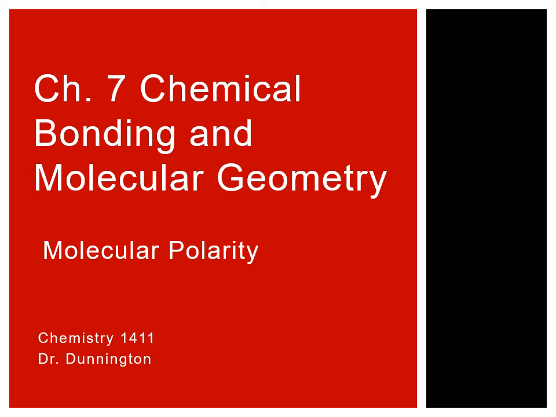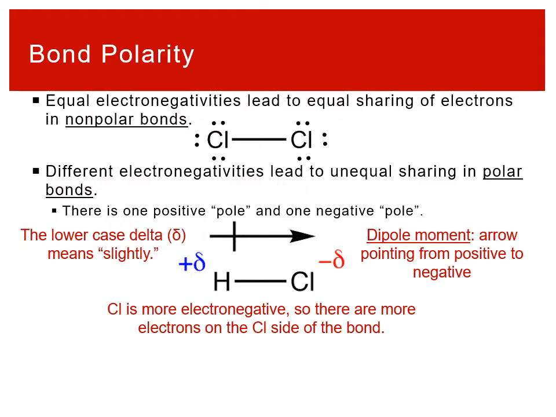Now we want to talk about molecular polarity. So we talked at the beginning of chapter 7 about bond polarity, the idea that atoms have different electronegativities, which means that they share electrons potentially unequally. If you have atoms that are the same, chlorine and chlorine, for example, they pull those electrons towards themselves with the same strength, meaning that is a non-polar bond.